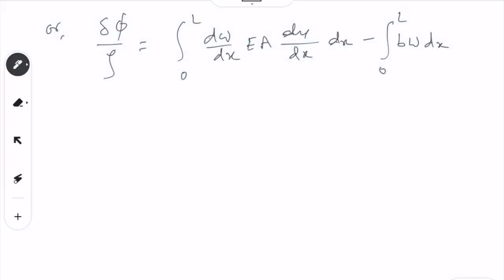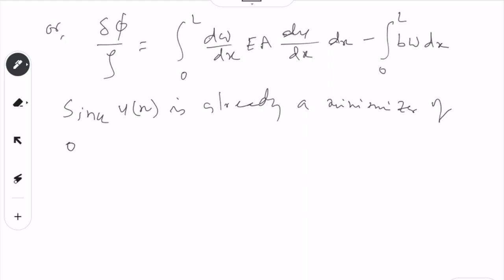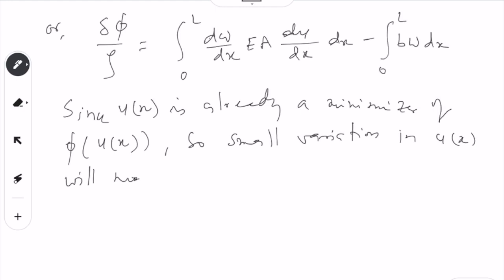Now, since u(x) is already a solution, already a minimizer of the functional phi(u(x)), a small variation in u(x) will not change the value of phi(u(x)).